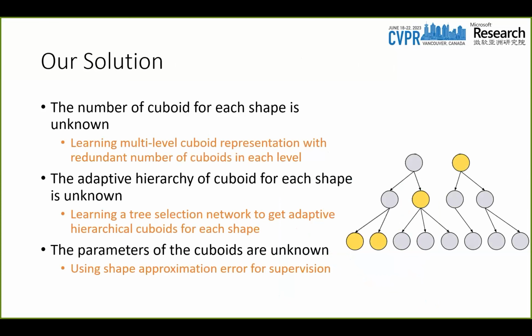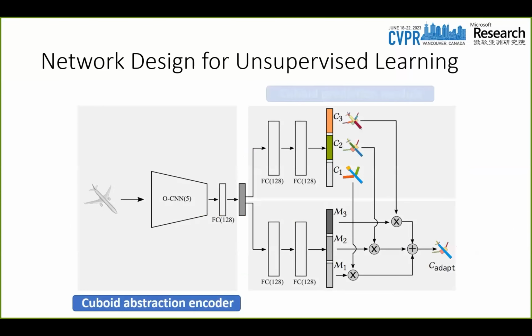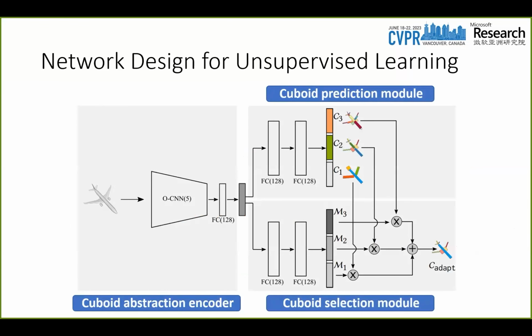To this end, our solution is to learn a multiple-level cuboid representation with a redundant number of cuboids in each level. Then we learn another tree selection network to get an adaptive hierarchical cuboid abstraction for each input shape. We use the shape approximation error to regress the box parameters. So as shown here, our solution is an unsupervised learning method.